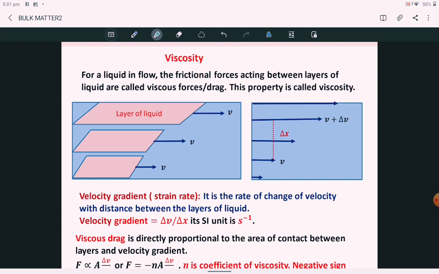Today I am going to start the chapter viscosity. So let's start. Viscosity is a kind of frictional force, and it generally acts in between the two layers of the liquids.